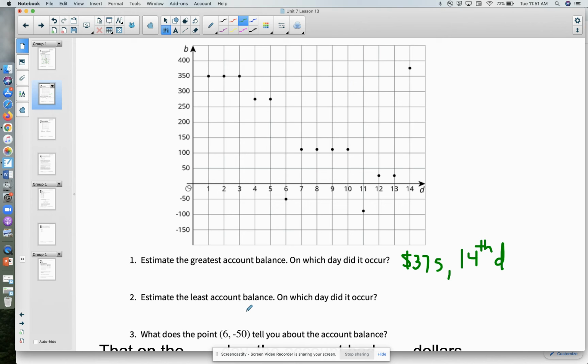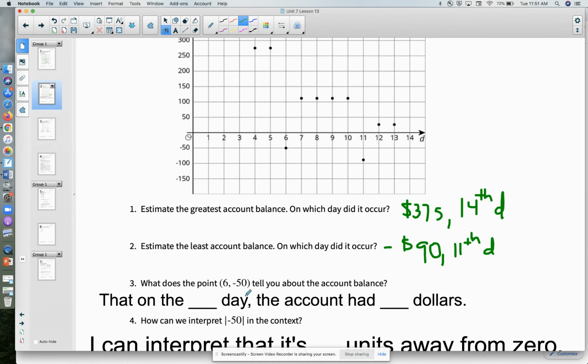Estimate the least account balance. On which day did it occur? So which one had the lowest amount? Probably right here, huh? And that's about what? Negative what? I say $90. And then what day? The 11th. 11th day.